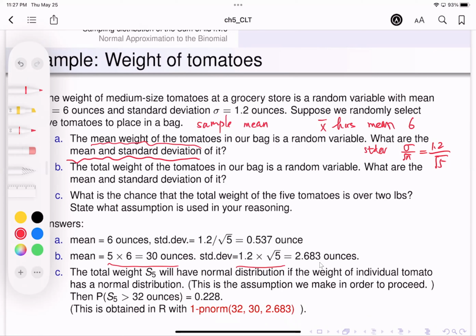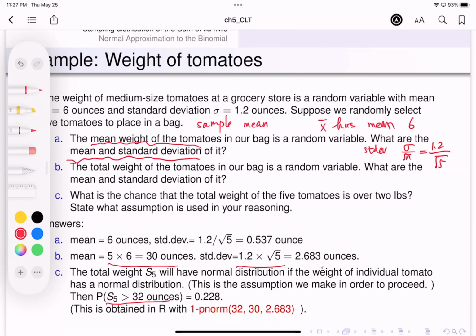And next question, what's the chance that the total weight of the 5 tomatoes is over 2 pounds? So this is asking about S5 greater than 2 pounds. Since the mean and the standard deviation are given in ounces, our computation needs to convert the 2 pounds to 32 ounces. So we want S5 greater than 32 ounces.